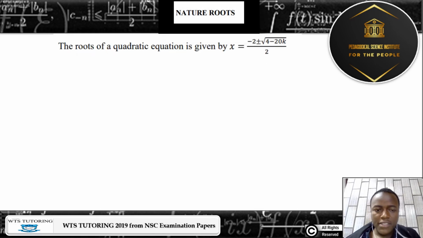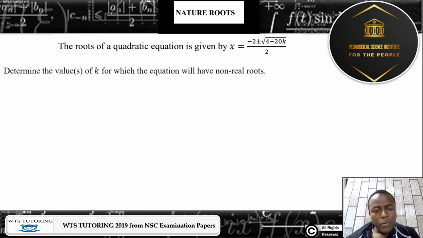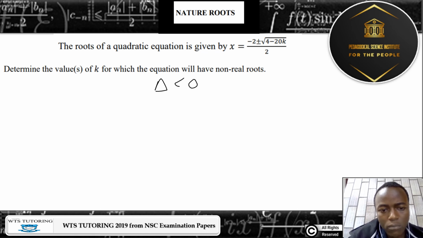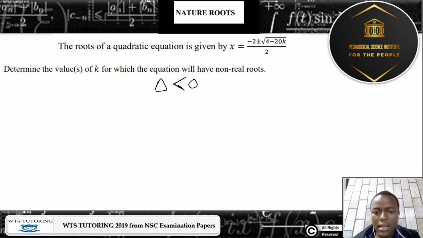We're still on the same question, but now this is a different part. It says determine the values of k for which the equation will have non-real roots. So for non-real roots, what's the condition? Delta must be less than 0. If it's non-real, there's no roots. It's undefined sometimes. No solution, not applicable. Non-real roots, no roots, something like that. So delta must be less than 0. What is our delta? Something in the square root there. It's 4 minus 20k.